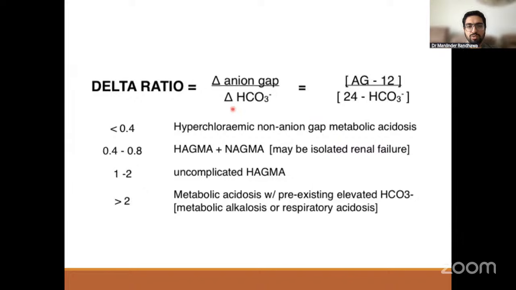So the delta ratio value, if it is less than 0.4, it is generally a pure normal anion gap metabolic acidosis. If it is between 0.4 to around 1, there is a hidden high anion gap metabolic acidosis that you're unable to see, or it's a mixed high and normal anion gap metabolic acidosis. Between 1 and 2, it is usually uncomplicated high anion gap metabolic acidosis. And anything more than 2 is generally a metabolic alkalosis or respiratory acidosis that is hiding on top of your usual metabolic acidosis. Okay. So less than 0.4 is pure normal anion gap, 0.4 to 1 is mixed high and normal anion gap, and 1 to 2 is pure high anion gap metabolic acidosis.